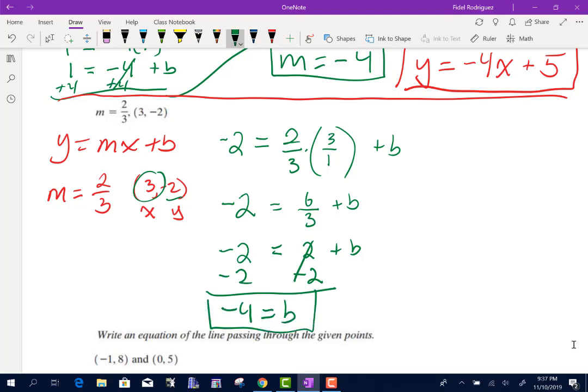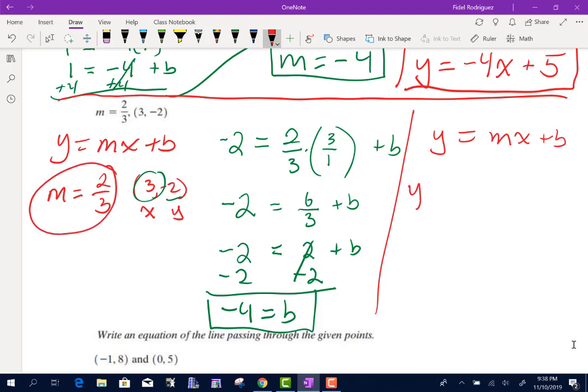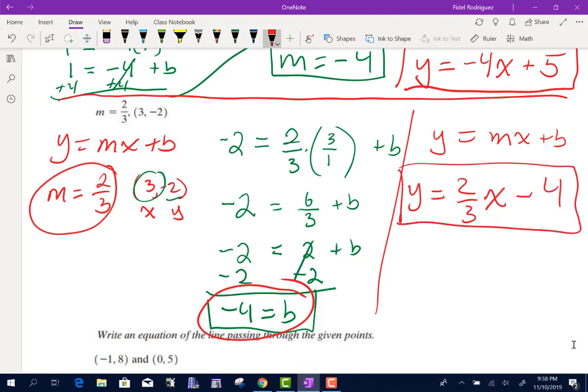Okay. So again, guys, when I come back over here and I think about my equation, y equals mx plus b, right? We already know m is 2/3, so let's write that out. Y equals 2/3 with the letter x. We found the number b to be the number negative 4. And there's the equation of my line, okay?